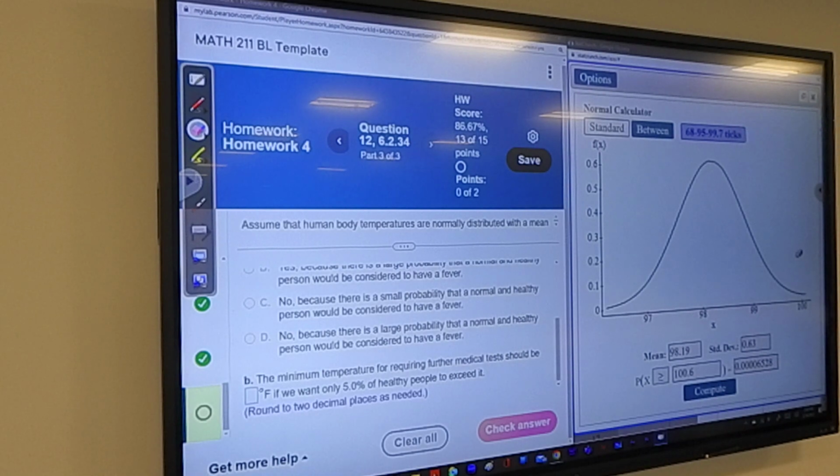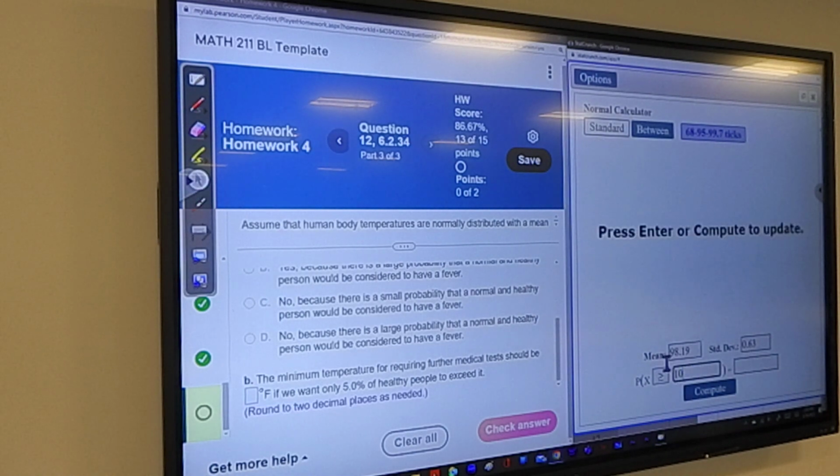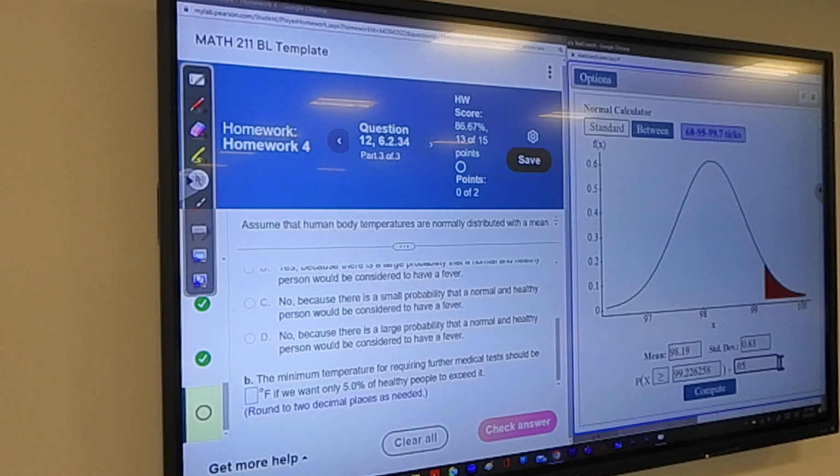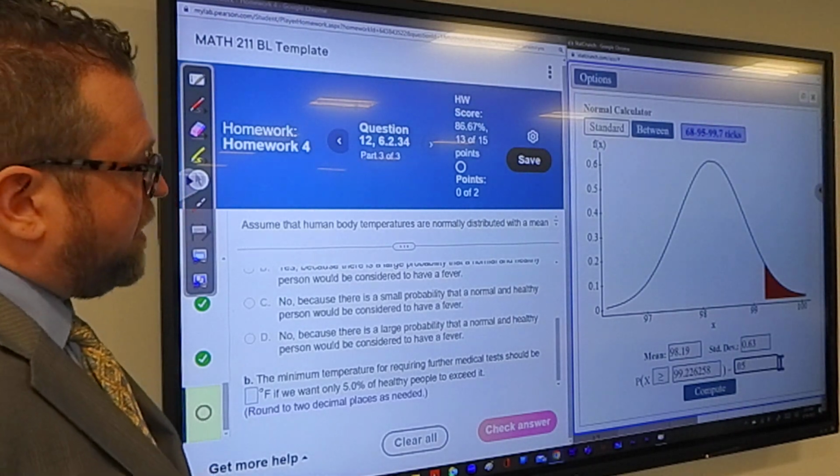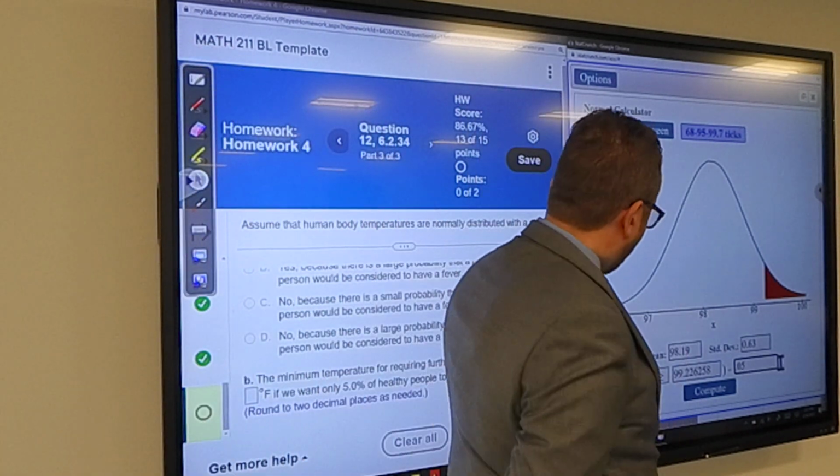The minimum temperature for requiring further medical tests. And we only want 5% of healthy people to have a temperature that could ever be higher than that. The area is 0.05. Then the picture literally says to us that 5% of normal and healthy people have a temperature that's more than 99.23.